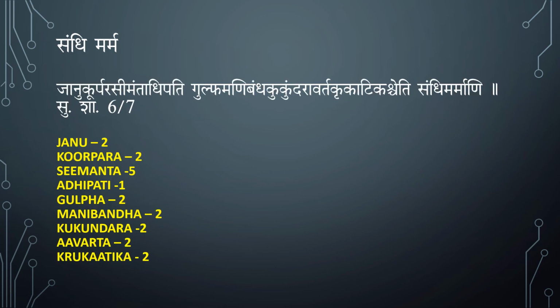Next, sandhi marma. The marmas which are predominantly formed by the sandhis are sandhi marma. They are 20 in number. Those are Janu, Kurpara, Simanta, Adhipati, Gulfa, Manibandha, Kukundara, Avarta, Krukatika, sandhi marmani. Janu 2, Kurpara 2, Simanta 5, Adhipati 1, Gulfa 1, Manibandha 2, Kukundara 2, Avarta 2, Krukatika 2. So total 20 in number.